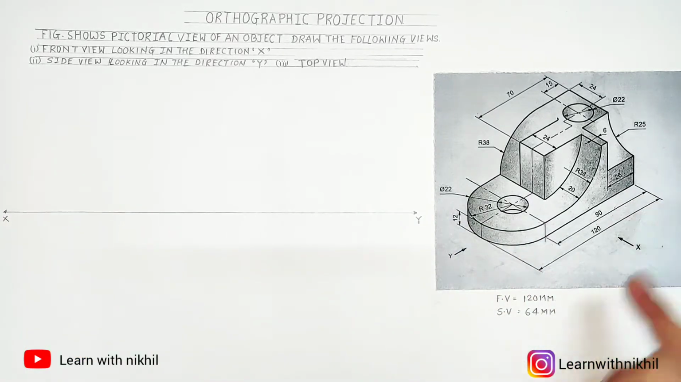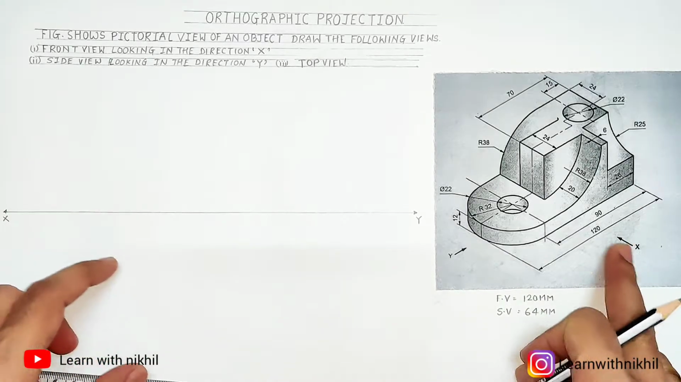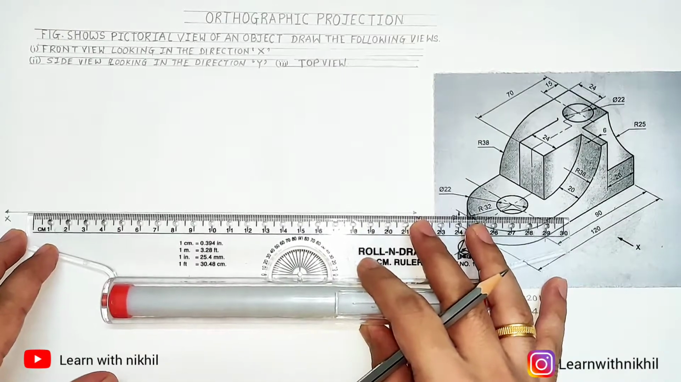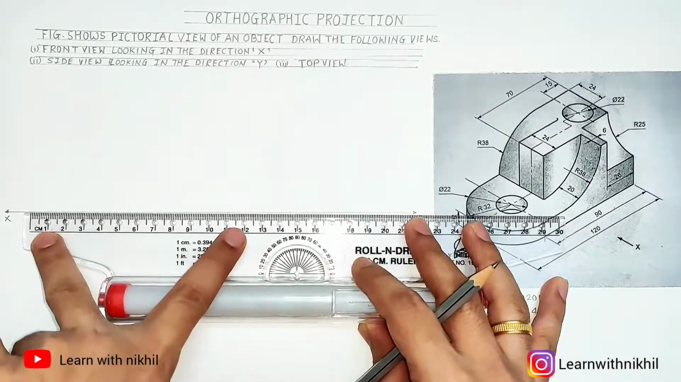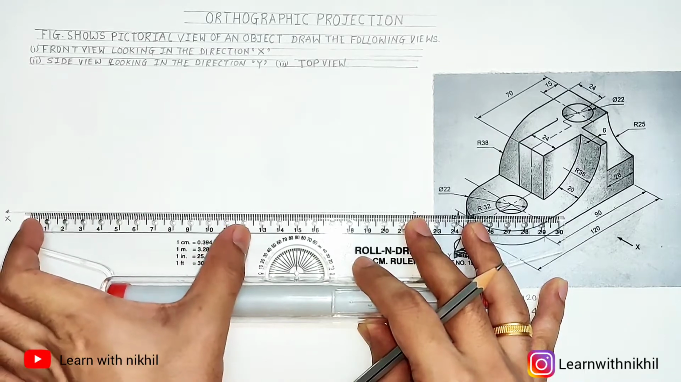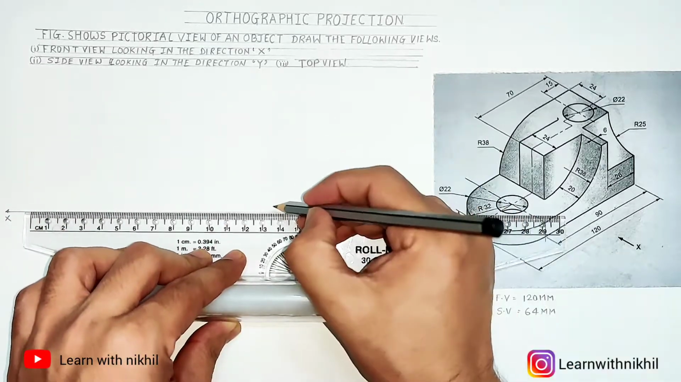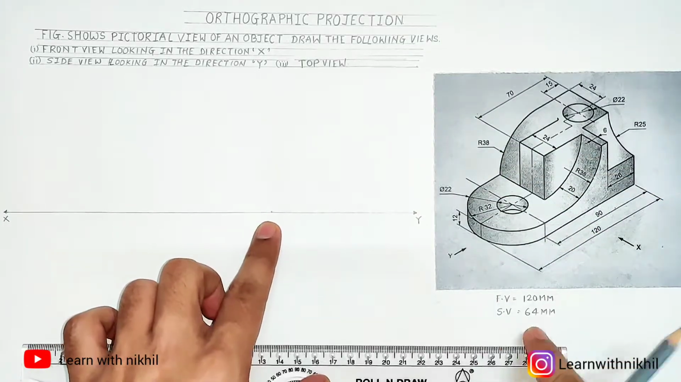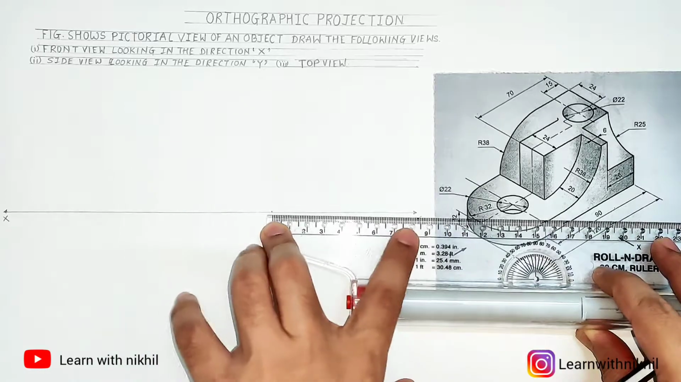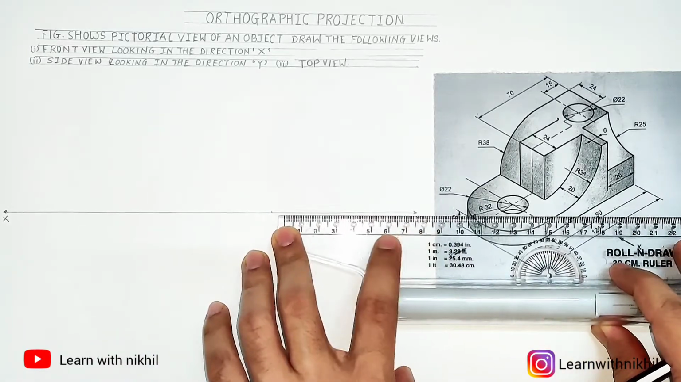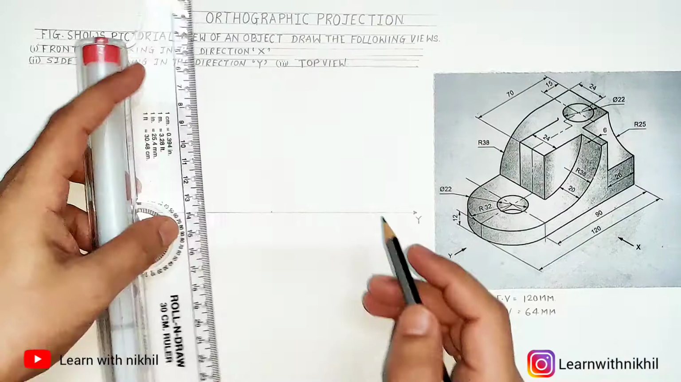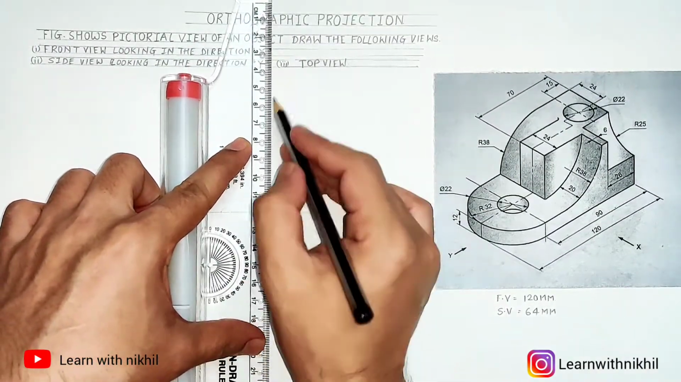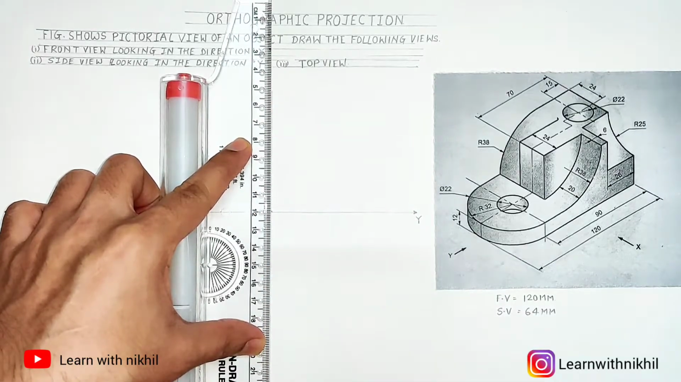Now as the total distance of front view is 120 millimeters, around this much space will require to draw the front view. So I'll mark the center axis of X dash and Y dash here. And as side view is 64, this much space will require to draw the side view. So as we have decided the axis center line, I'll draw the X dash Y dash axis.